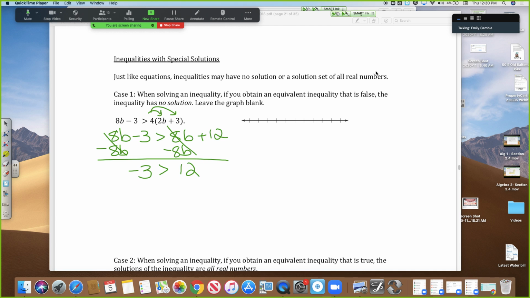You are either going to get no solution as your answer or infinite solutions as your answer. To determine which one it is, you decide: is -3 greater than 12? Is that true or false? False. -3 is not greater than 12. Because it's false, that means this inequality has no solution.